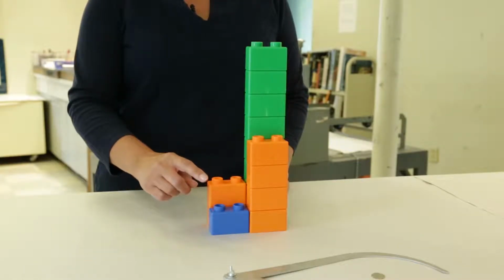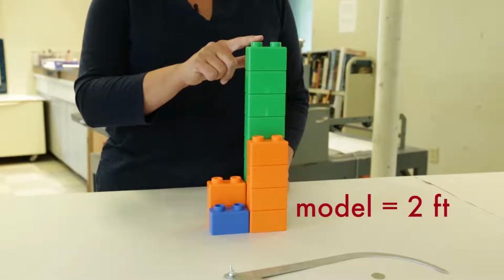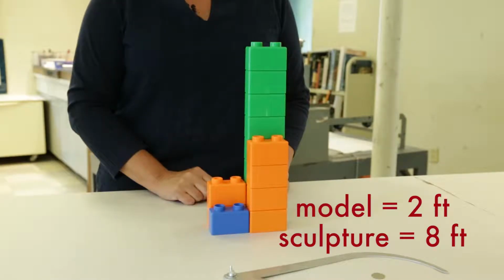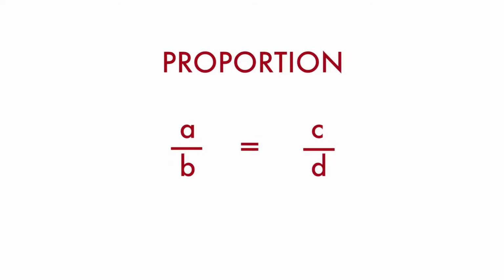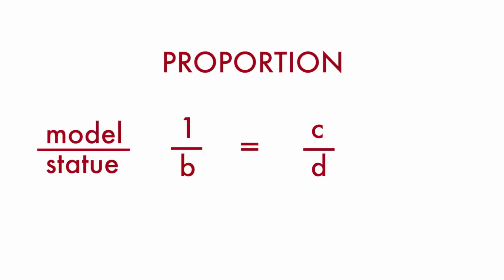So if the model is 2 feet tall, the final sculpture will be 8 feet tall, or 4 times as tall. How did I figure that out? I set up a proportion, which is an equation stating that two ratios are equal. If 1 foot on the model equals 4 feet on the statue, then 2 feet on the model equals 8 feet on the statue.